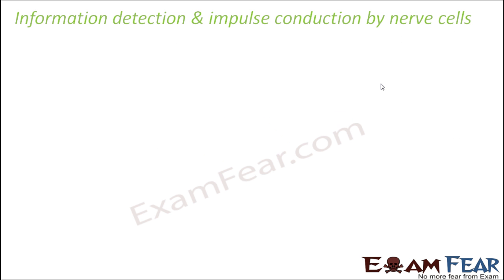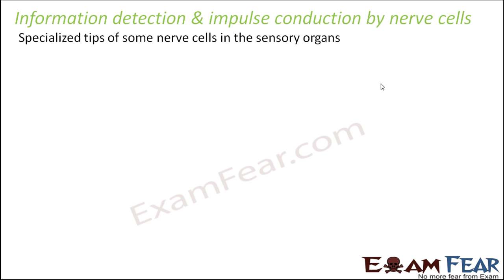Question is, how does information detection and impulse conduction take place by nerve cells? So let us suppose something happened. You touched a very hot object. Suppose you touched it with your finger. Now how does that message get conveyed from your finger, and how does it reach your brain and your body parts? And then your brain will order your finger to come back, and the finger will be taken aback. So how does this impulse conduction take place? So let us have a look.